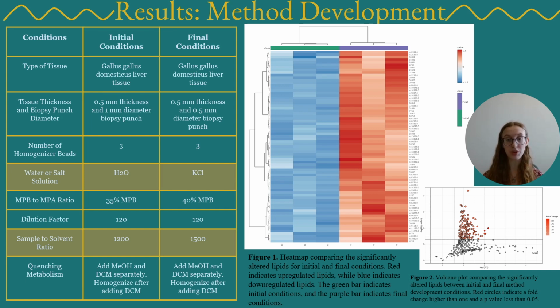Notable changes include using the wash step with KCl solution in replacement of water and increasing the sample to solvent ratio. The heat map shows that when using optimized conditions, all of the top 100 lipids were increased as compared with initial conditions. Additionally, this volcano plot shows that when using optimized conditions, 163 lipids were significantly increased.